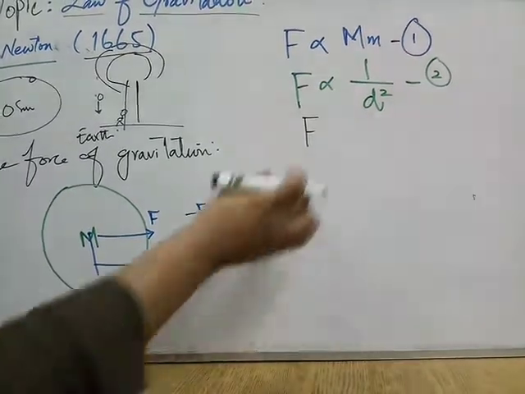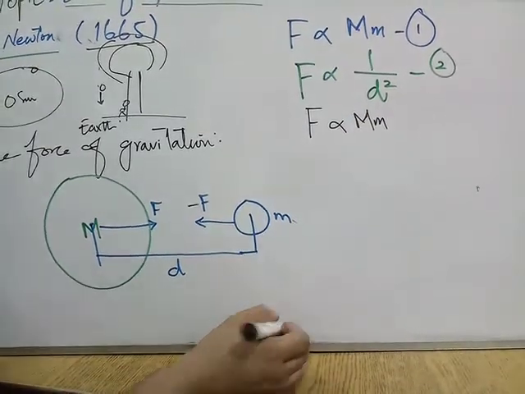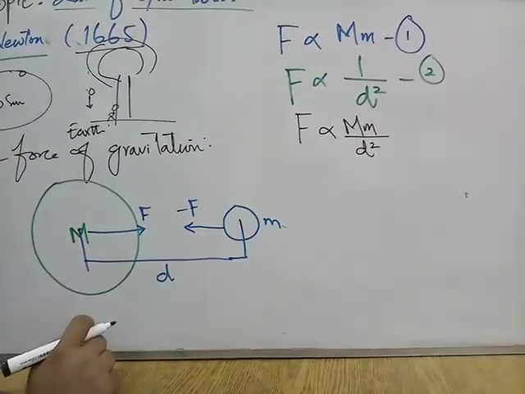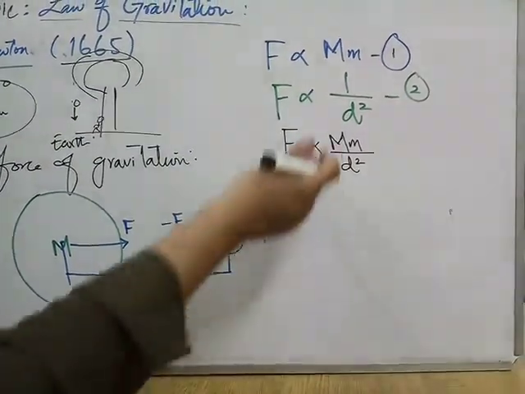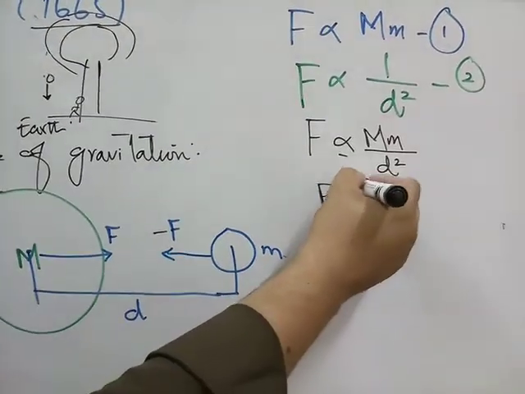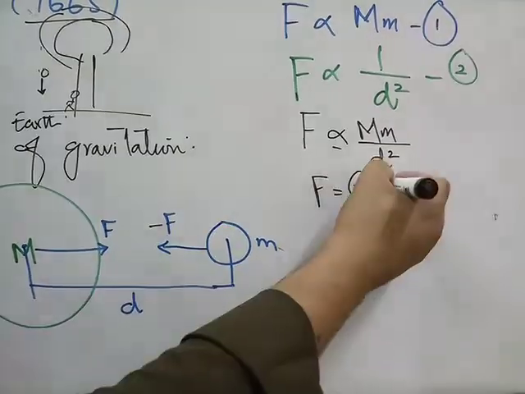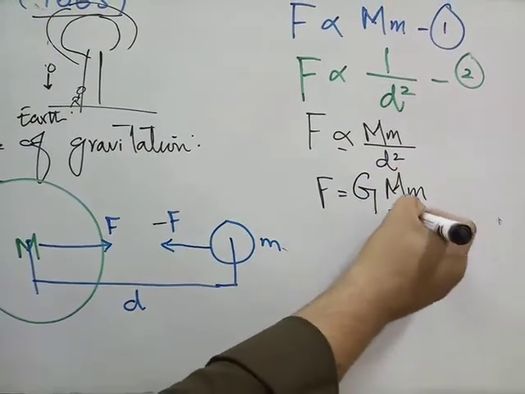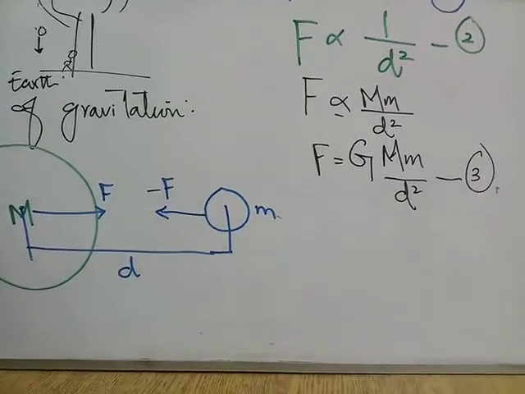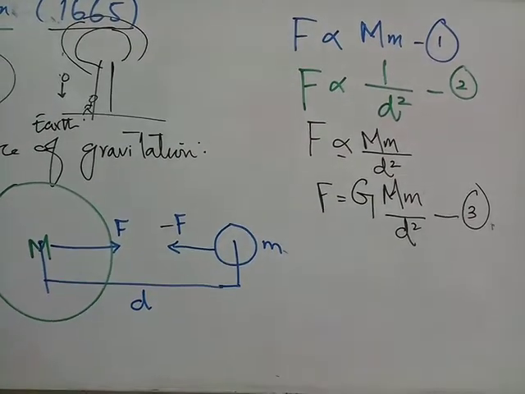So we combine equations 1 and 2. The force of attraction is directly proportional to the product of their masses and inversely proportional to the square of the distance between their centers. If we remove the sign of proportionality, we can use equality and use one proportionality constant, and here we are using the gravitational constant, capital G. So this is the formula for the force of gravitation. Here G is the universal constant or constant of gravitation.